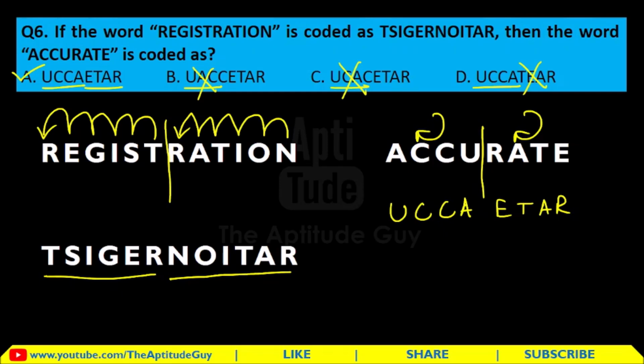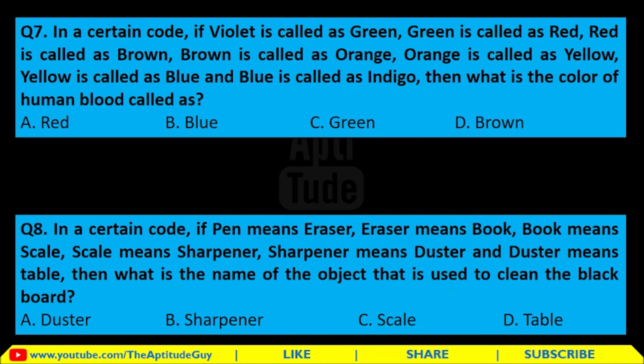Now these questions were type 1 of coding and decoding. Now we'll talk about type 2 of coding and decoding, and these questions are extremely simple. These are the two questions. Now please pause the video, solve both these questions, and then we'll come back and discuss both the answers.